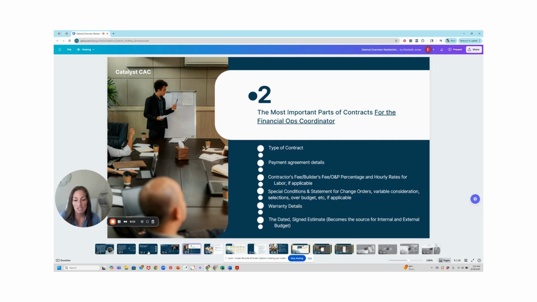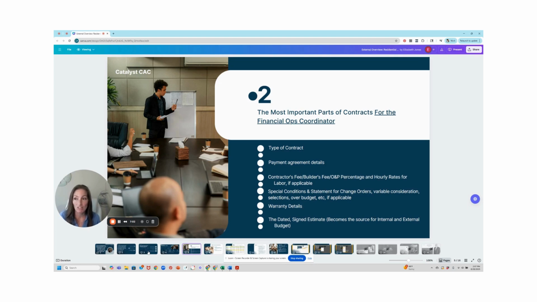So then the next thing they need to know are the special conditions statements for change orders, for variable considerations, selections, what happens when you're over budget. They need to know the fine print on the terms of the contract with regards to these specific situations that may or may not happen as the contract is fulfilled, so that they can implement those terms. So if the contract states that change orders are invoiced immediately, then the FinOps coordinator needs to know that when a change order is executed, they need to send a draw immediately for that amount.